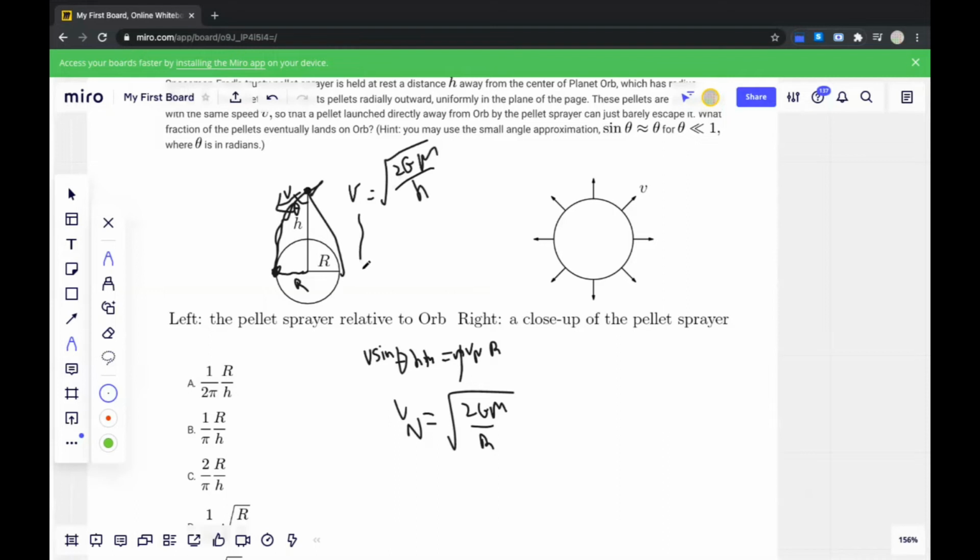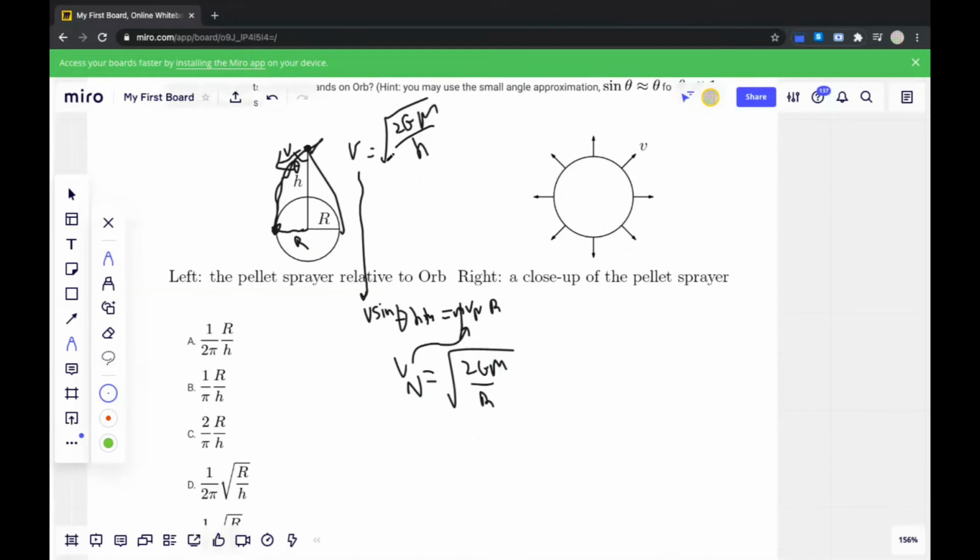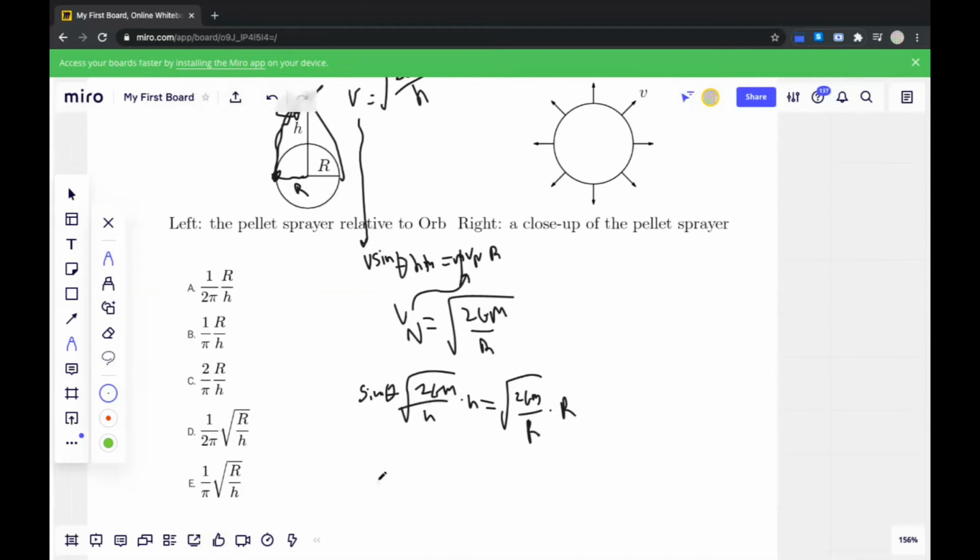And now we can plug this value of v sub n into the equation, and if we do this, we get that sine of theta times the square root of 2GM over h times h is equal to square root of 2GM over r times r. If we simplify a bit, we get sine of theta times the square root of h is equal to square root of r.